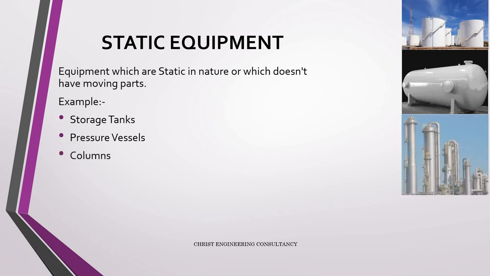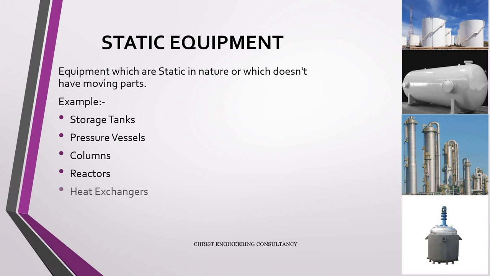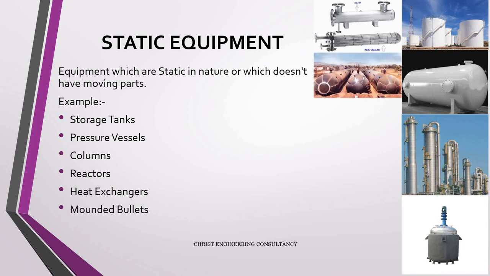columns, these are tall vessels. Example, distillation column in refinery. Reactors, these are vessels used to mix chemicals with the help of a mixer mounted on it. Heat exchangers, to transfer heat from one fluid to another. Mounded bullets, to store pressurized gas in high volume.